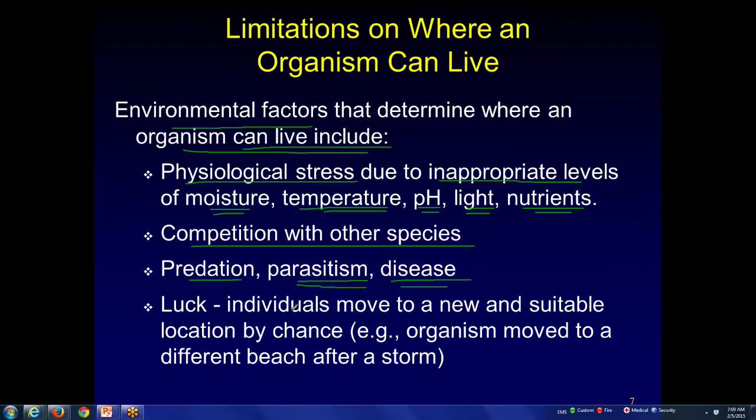And then sometimes it's just darn luck. Individuals move to a new and suitable location by chance, and it just works out. So sometimes luck plays a role in where an organism can live. Like, how in the world did tortoises get to the Galapagos Islands, guys? Right? I mean, the Galapagos Islands are several hundred miles off the coast of South America.